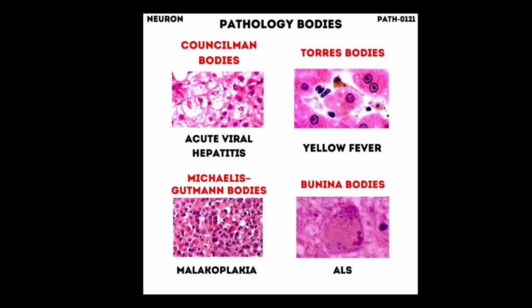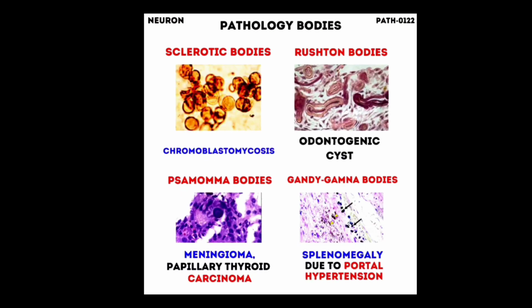Just know the names. Next, sclerotic bodies. Sclerotic bodies are seen in chromoblastomycosis. This we will read in microbiology. And it is also an MCQ question which was asked in a previous year, that is sclerotic bodies are seen in chromoblastomycosis. You can check the previous year question paper. Next, Rushton bodies are seen in odontogenic cyst.